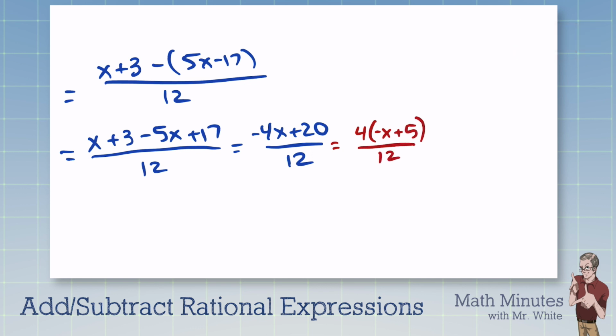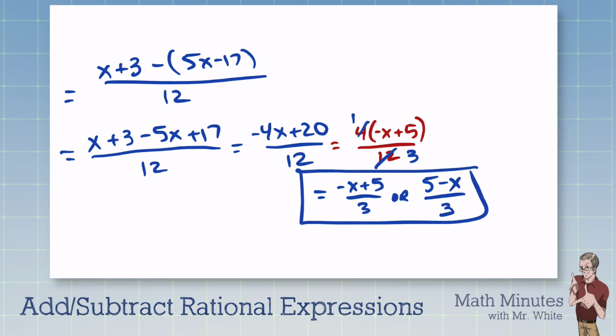So then, just like you did in the last section here, this reduces to 1 over 3 because 4 goes into 12 3 times. So the final answer would be negative x plus 5 over 3, or if you want to rewrite it, 5 minus x over 3. Either of those would be absolutely fabulous.